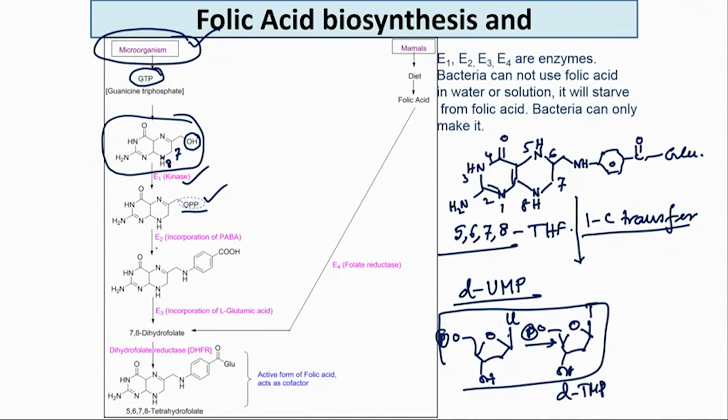Now, in presence of another enzyme, the para-amino benzoic acid, the NH2 comes and attacks here, kicking out the pyrophosphate, and this is the para-amino benzoic acid now attached to the pteridine nucleus. Okay. So, this is not yet the folic acid, you did not get that yet.